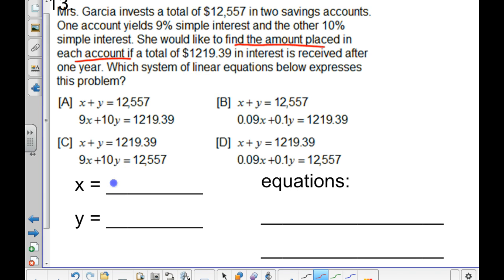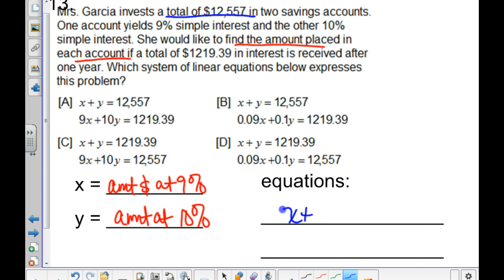So we're going to say X is the amount of money at 9%, and Y is the amount of money at 10%. Here it says she has a total of this much money between the two accounts. So X plus Y has to total 12,557. This is just the total amount of money in her accounts.